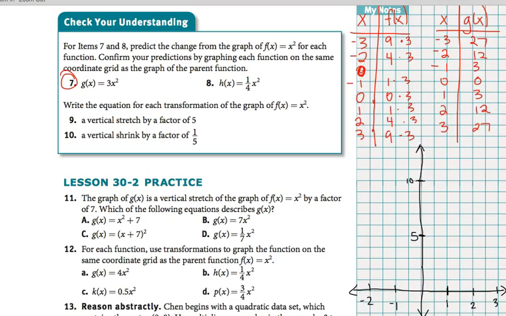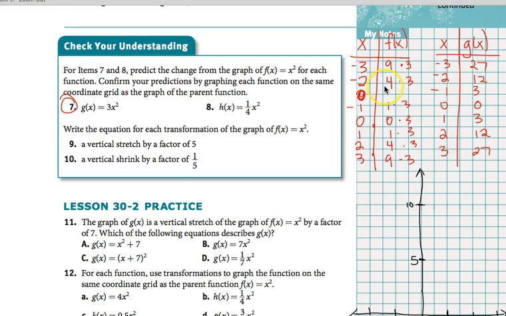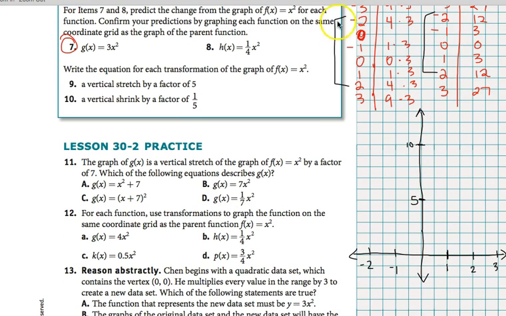And I'm not going to plot the -3 values. I'm just going to start with these ones. So on my parent graph, I'm going to leave that in black so we can distinguish it from the transformation. So I've got 0, 0. I've got -1, 1, 1, 1. Then I've got -2, 4, and 2, 4. So my parent graph here looks like this.